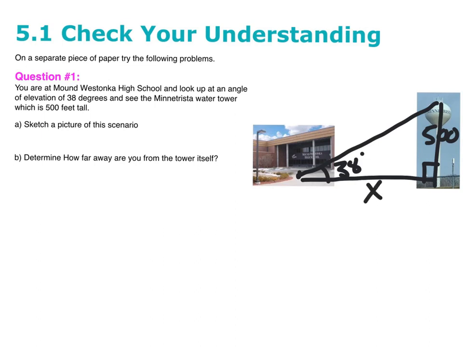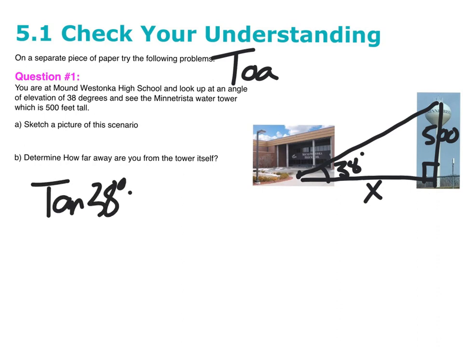So this is the connection. When you take a look at it, it is a right triangle, so we can use SOHCAHTOA. What sides do we have? Here we have opposite and adjacent. So remember, opposite and adjacent is going to be the tangent, or the TOA. So I can set this up and find the tan of 38 degrees is going to be 500 over x.